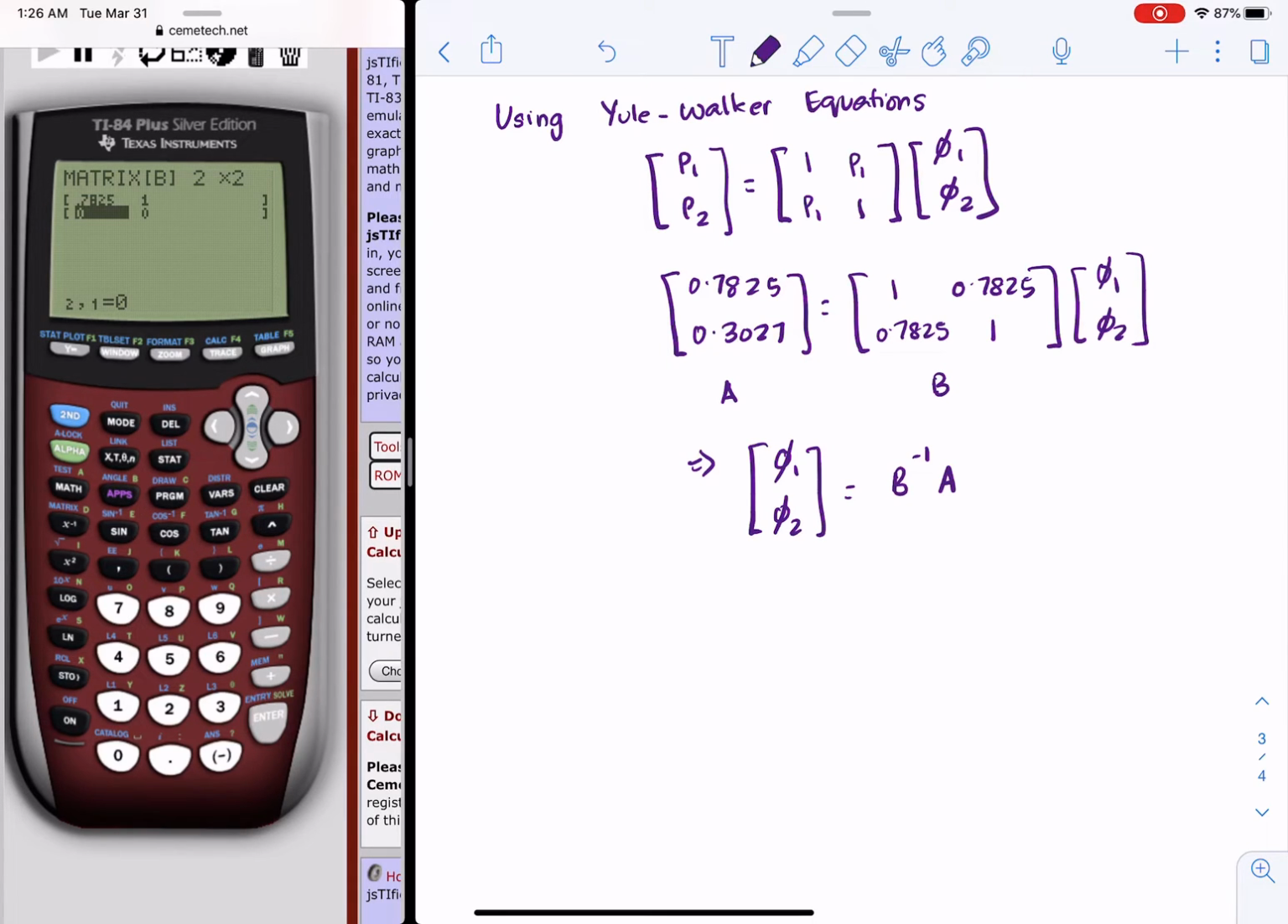So that would be 1, 0.7825, 0.7825, and 1. So now all we have to do is find the inverse of B. So I select the matrix B, I'm going to type inverse and select the matrix A and enter.